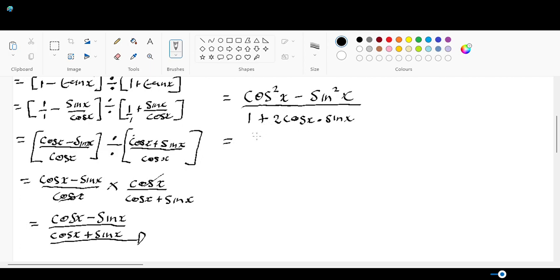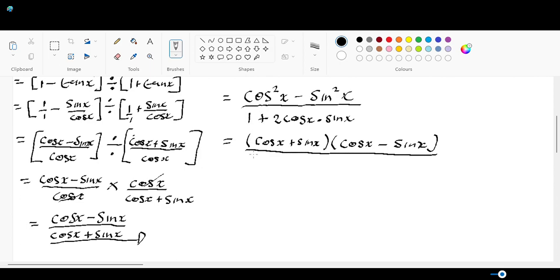When you look at this problem here, the numerator is a difference of 2 squares. So let's do it. Difference of 2 squares, we know that we're gonna have cos x plus sine x, multiplied by cos x minus sine x. Alright, so this is our factorization for the numerator. But when you look at the denominator, let's look at this.